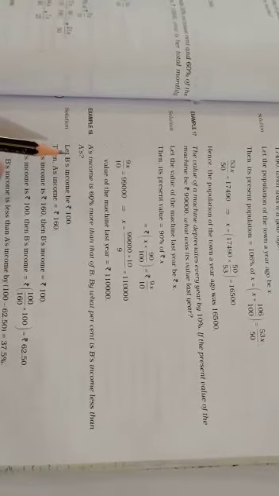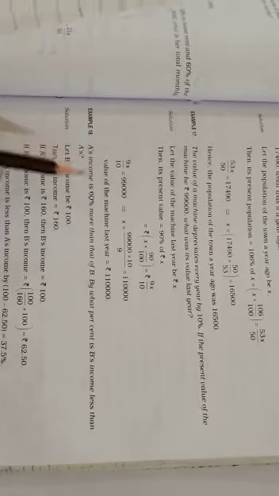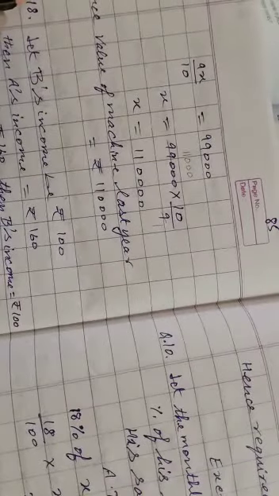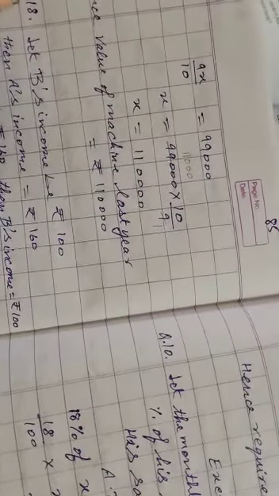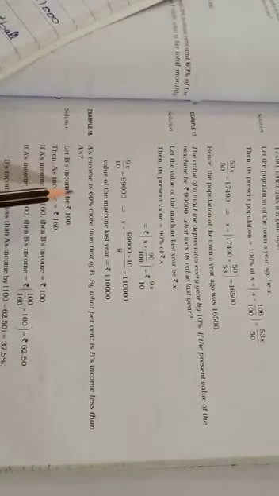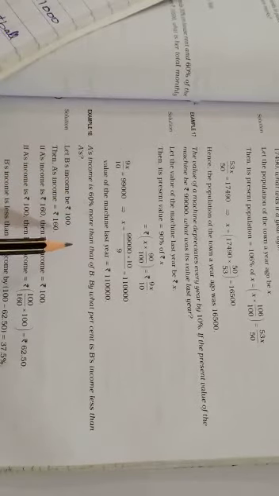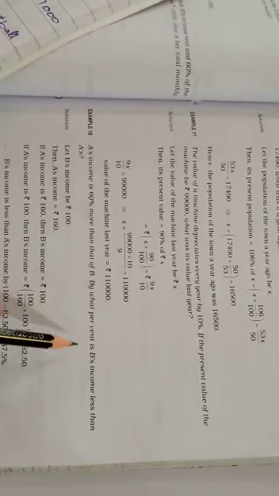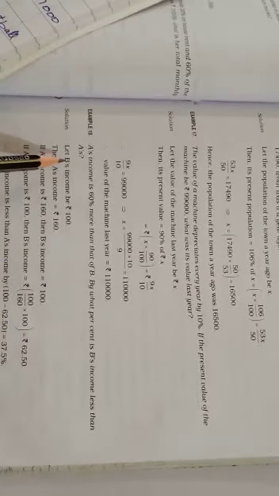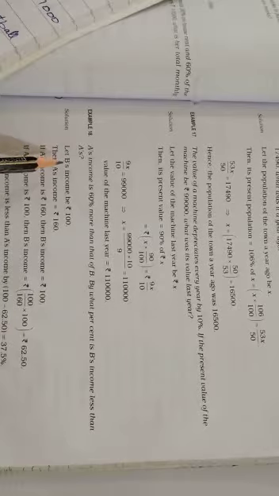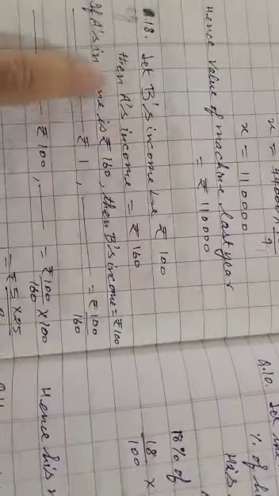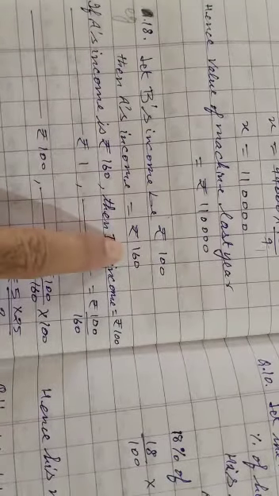Now we discuss example 18. This is your example. A's income is 60% more than B's. By what percent is B's income less than A's income? Let B's income equal rupees 100, then A's income is rupees 160.